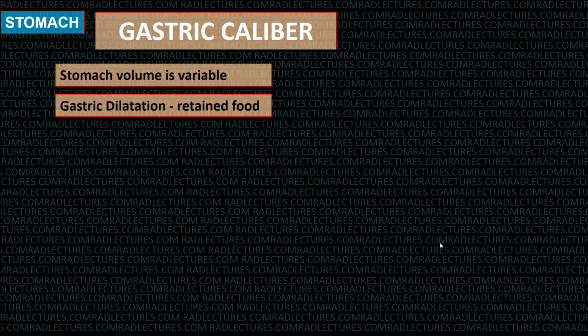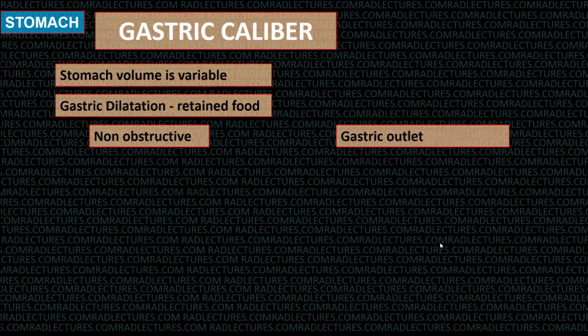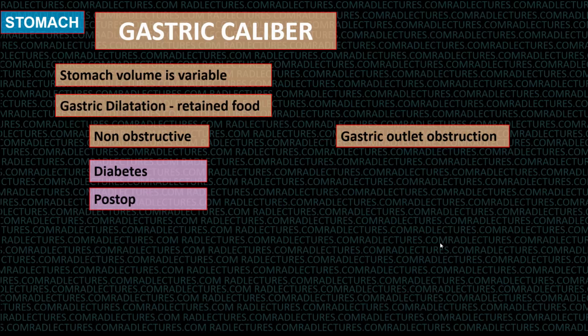Now, if the patient has recently eaten and there is food in the stomach, then you can't call it a dilated stomach because it is in normal physiologic state. Dilatation of the stomach can be non-obstructive, or it can be due to gastric outlet obstruction. Non-obstructive dilatation of the stomach can be seen in some physiologic conditions like diabetes, postoperative condition, and sometimes it can just be idiopathic. Oh, by the way, it is also seen in patients with vagotomy. People who have had their vagotomy for ulcer disease, the stomach may be dilated.